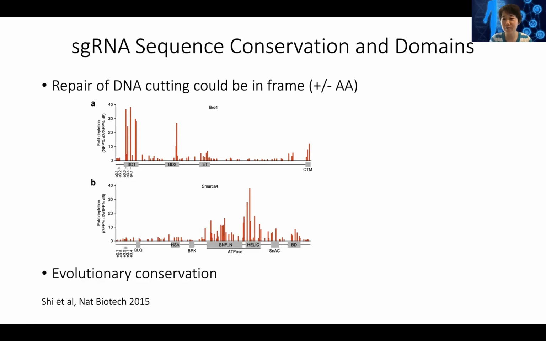Which makes sense, because sometimes when you make a cut, when it repairs, the repair could be in frame, meaning that you just add one amino acid or remove one amino acid. But if this location doesn't matter as much, for example, in the proteins there are certain secondary structures that are important, but there are also spacers, which are protein loops. If you miss or add one amino acid, it doesn't matter. Those usually don't create a strong phenotype.